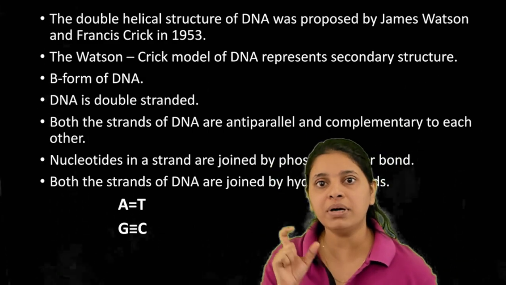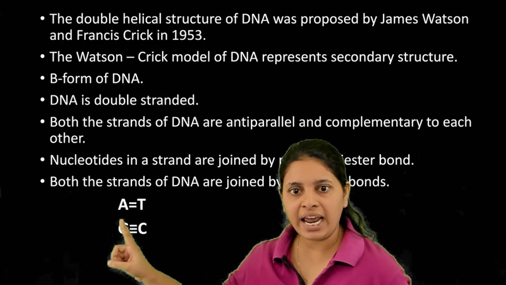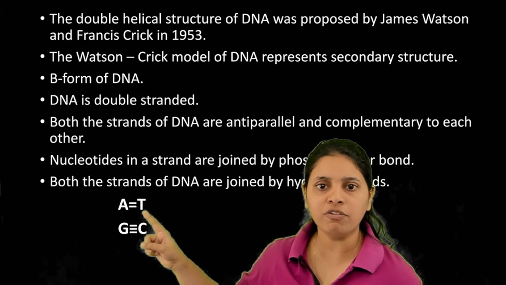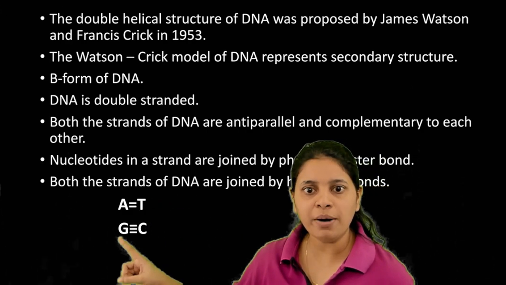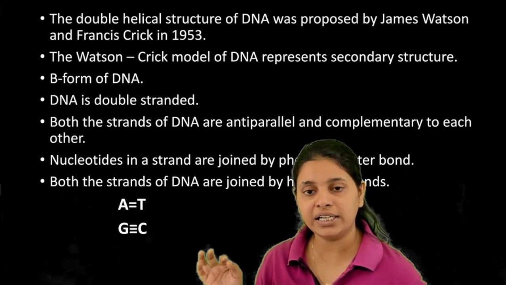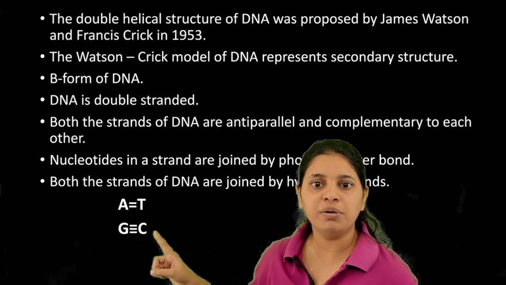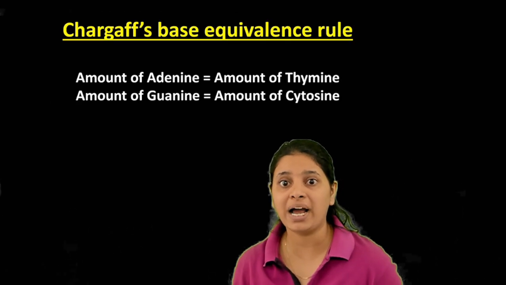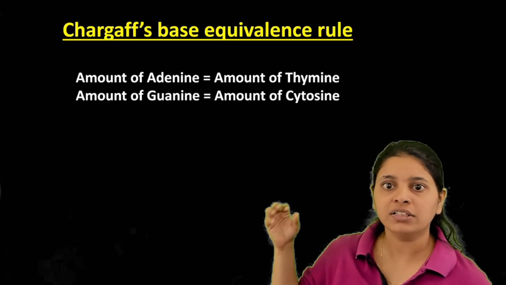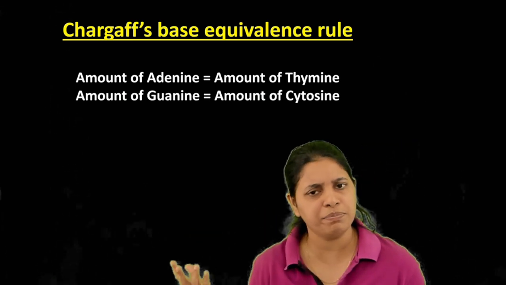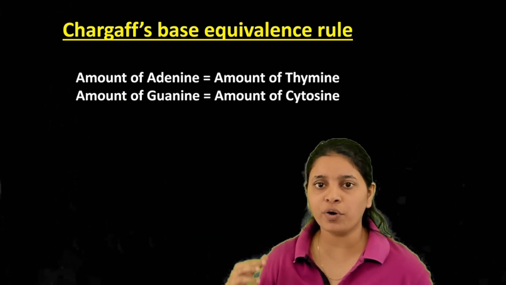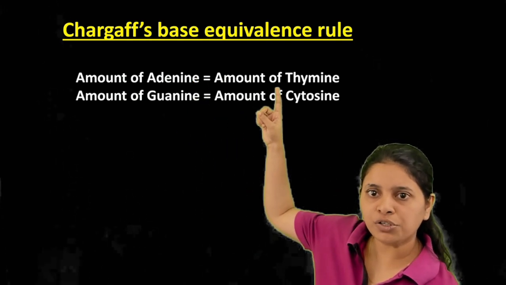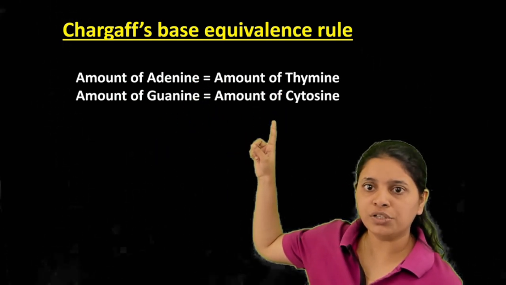For any double-stranded DNA, A will pair up with T, so the amount of adenine will always be equal to the amount of thymine. Similarly, G pairs with C, so for a double-stranded DNA, the amount of guanine will be equal to cytosine. This was first understood by Erwin Chargaff, and he gave Chargaff's base equivalence rule, or simply Chargaff's rule. He observed that for any double-stranded DNA from any source, the amount of adenine is always equal to thymine and the amount of guanine is always equal to cytosine.